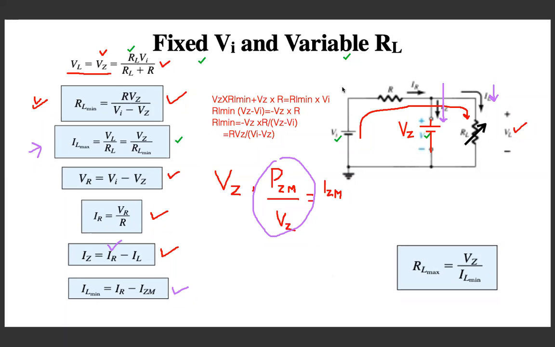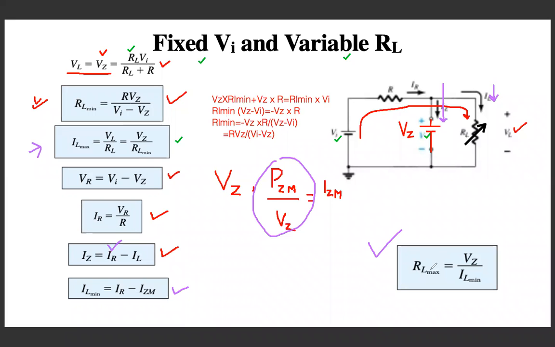So this is what we will get next. The maximum value of load resistance will be Vz divided by the minimum current through the resistance. So if your load resistance is within this range, RL minimum to RL maximum, only then the diode will be on and the voltage across the load resistance will be equal to Vz. Only then the Zener diode will act as a voltage regulator.